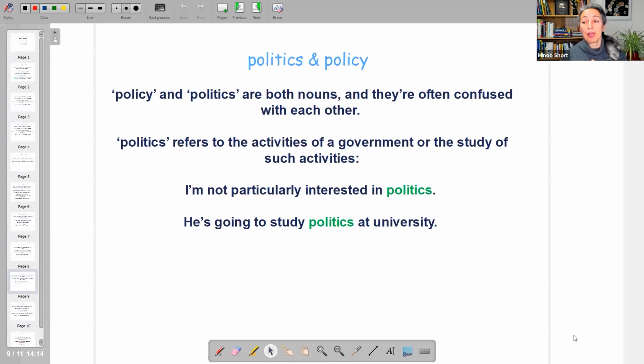Okay, let's look at the last pair. Lots of mistakes here I notice from many different students, so let's be very careful with these two words. Politics and policy. They are nouns. Now, looking at politics, politics refers to the activities of a government or the study of such activities. For example, I'm not particularly interested in politics, or he's going to study politics at university.